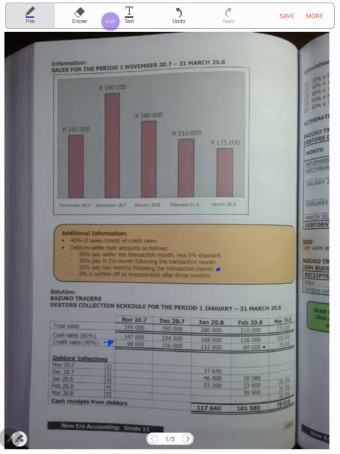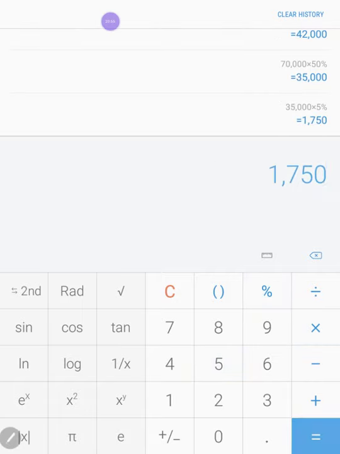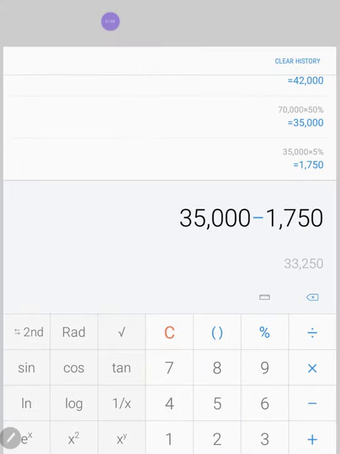Let us go and see March. Our credit sales in March was 70,000, and we can only account for the 50% that we will be receiving in the very same month, which falls in our budget period. So it's 70,000 times the 50%, multiply the 5% to figure out what is our discount. It's 1,750. So I'm going to take 35,000 minus 1,750, and I get 33,250, which we have over there.